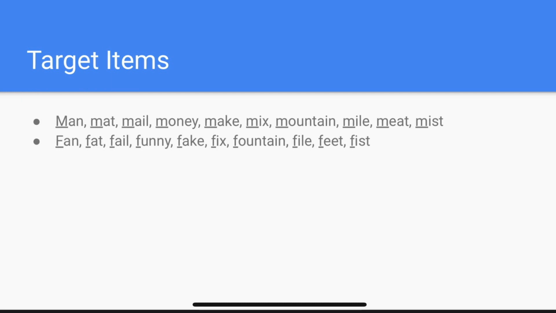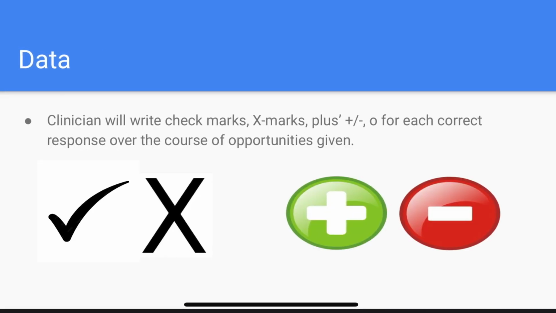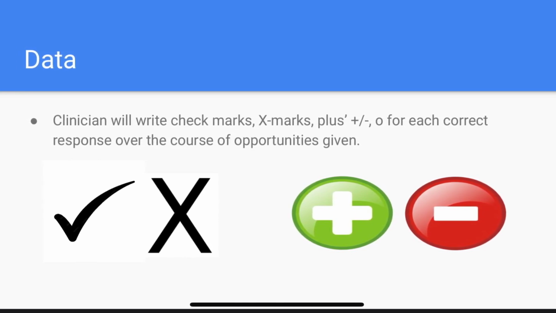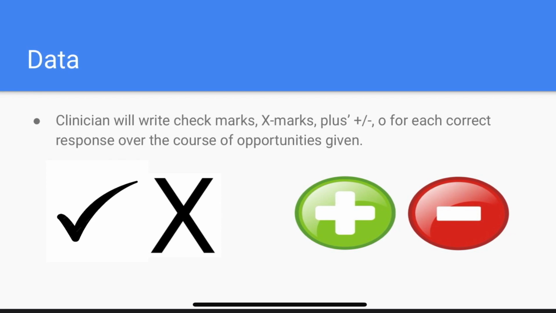Given David's phonetic inventory, he should be able to produce the M sound, but he does not have the F sound within his phonetic inventory. So for this lesson, we are going to target the F sound as it is maximally different from M. Data. The clinician will write check marks, X marks, or a plus or minus for each response over the course of opportunities given.